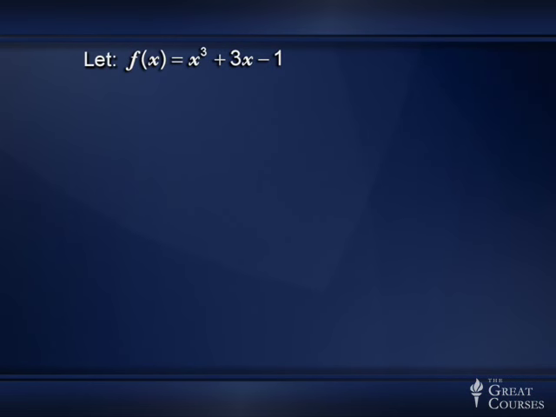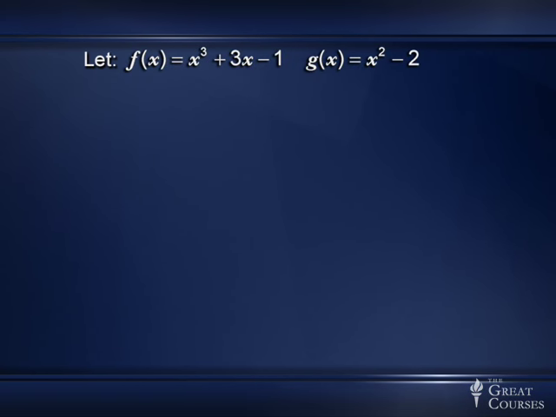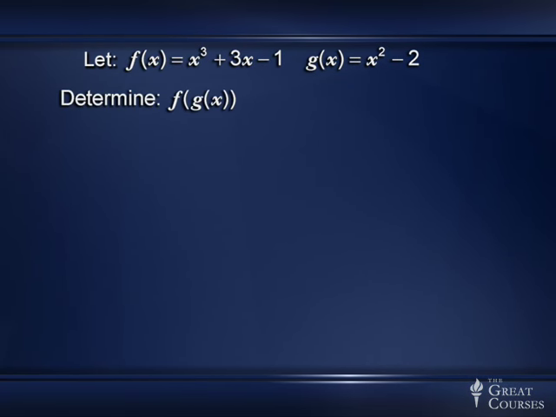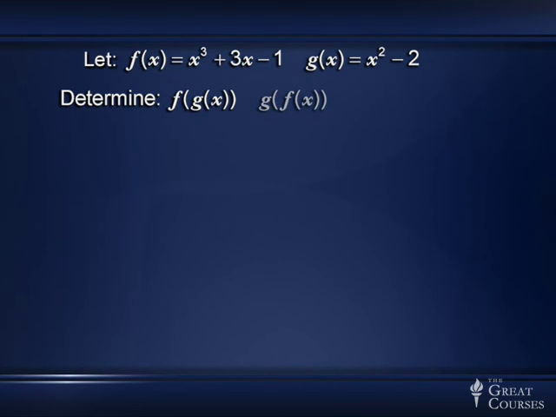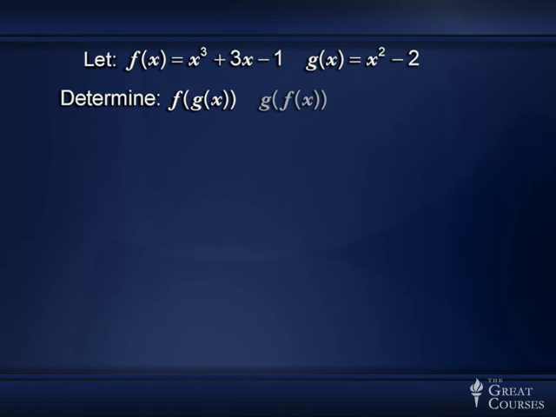So the first example is the following. Let's let f of x equal x cubed plus 3x minus 1 and g of x equal x squared minus 2. I want to determine f of g of x and g of f of x. Now f of g of x is like plugging g of x into f. So when I do that, I'm going to have the following.